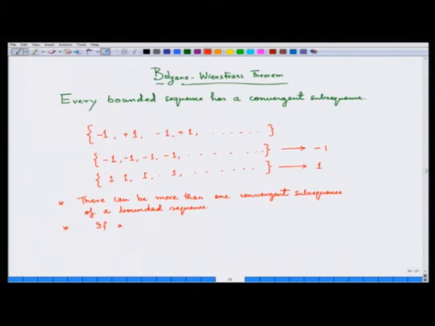If all convergent subsequences go to the same limit, then the sequence itself is convergent. So this is a very, very fundamental fact, and it will be good that when you look at the Bolzano-Weierstrass theorem, you just keep in mind this fact.